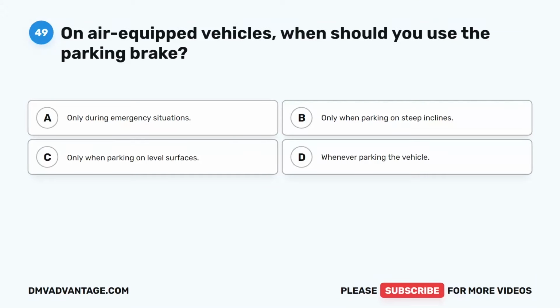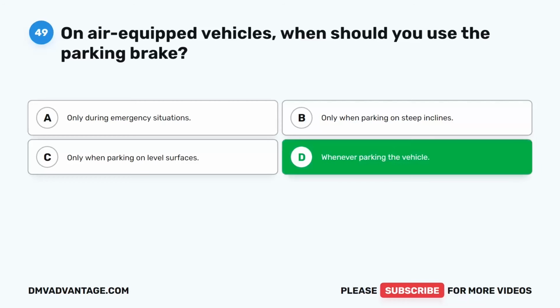Question 49. On air-equipped vehicles, when should you use the parking brake? A. Only during emergency situations. B. Only when parking on steep inclines. C. Only when parking on level surfaces. D. Whenever parking the vehicle. The correct answer is D.